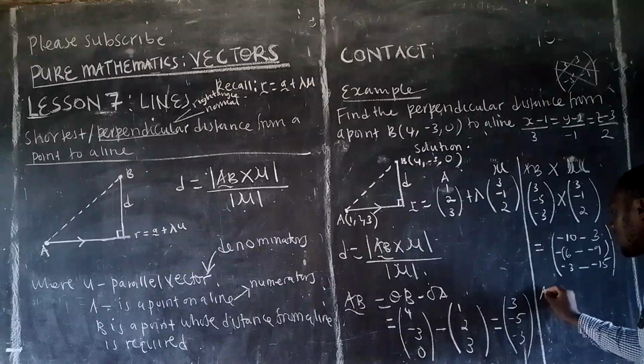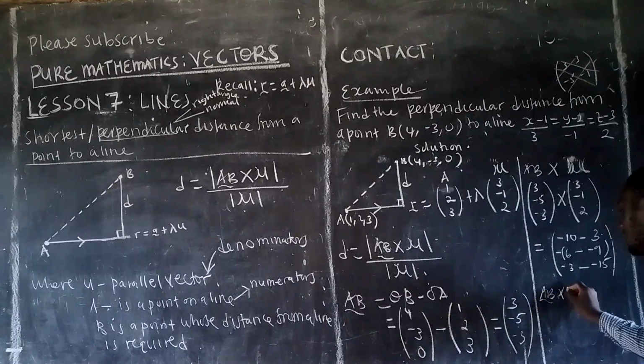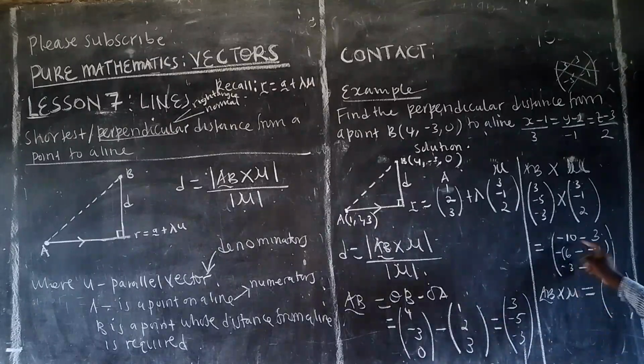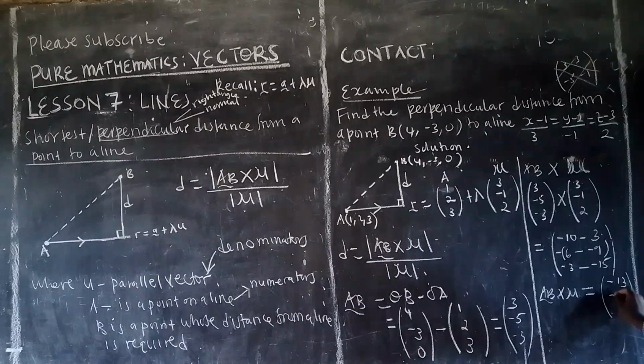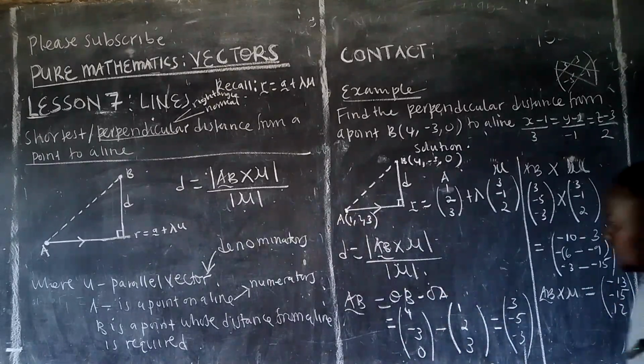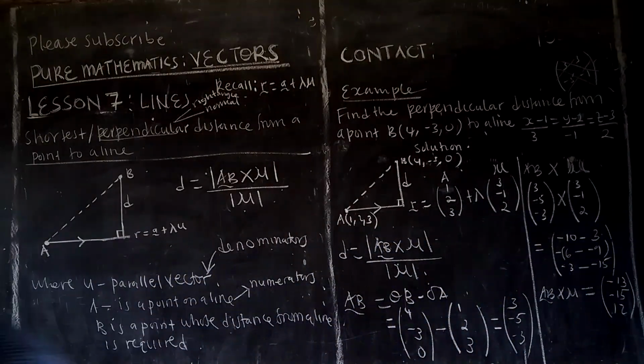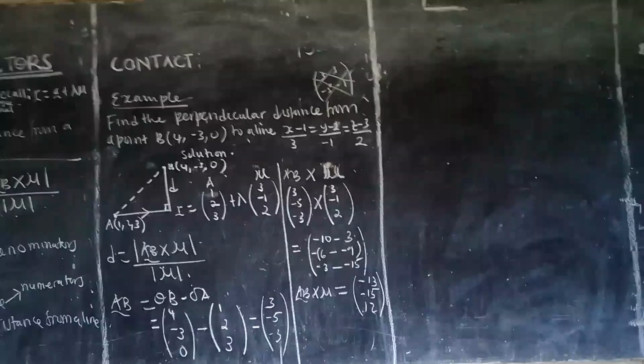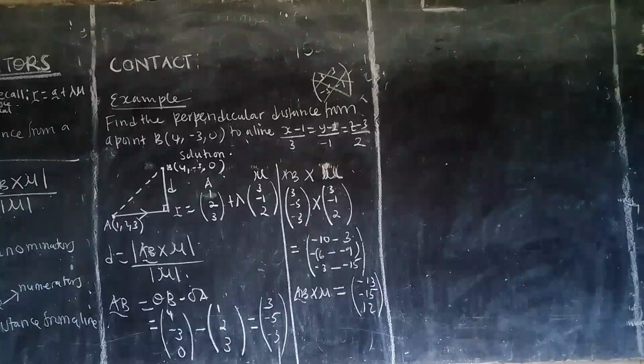So now I'll conclusively say that AB vector cross mu will give us a certain vector here. Subtracting, you shall get negative 13, then you shall get negative 15, then here also we shall get 12, if you can really see that. Let's now proceed and conclude. It is a very examinable question, especially in section A, 5 marks. All right, good. So let's proceed.